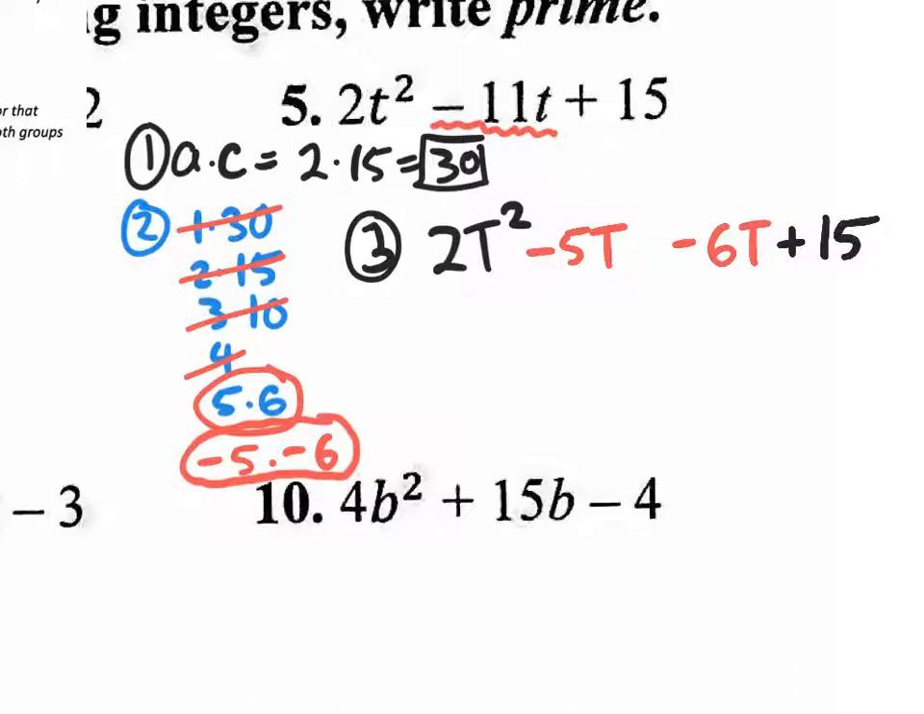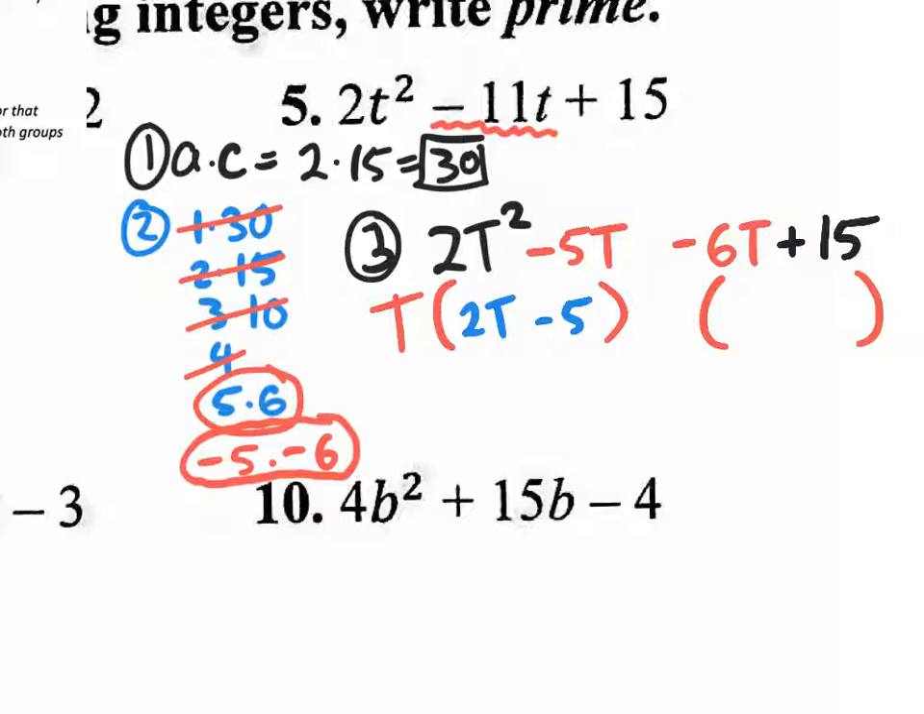And now I could factor out of the first group. What could I factor out of that first group? T. What would I have left? 2t minus 5. And out of the second group, what could I pull out? Nothing but 1. The 6 and the 15, they both have the multiple of 3.